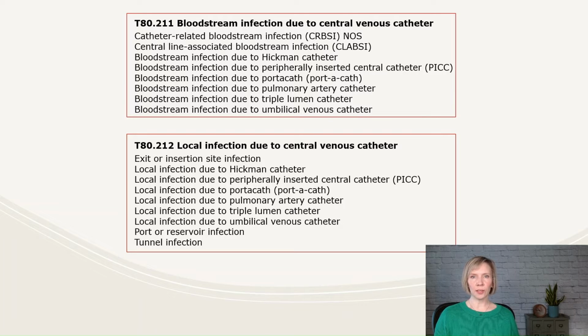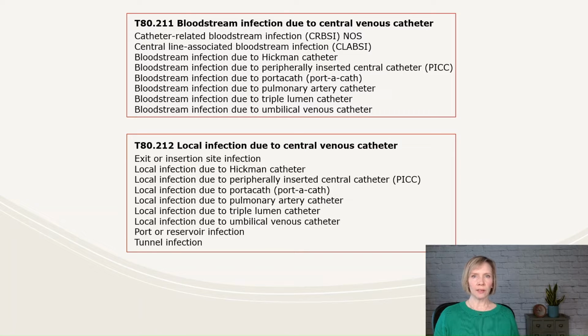There are two major categories of infections due to central venous catheters in ICD-10, systemic and local. Systemic infections include sepsis, bacteremia, and bloodstream infections due to central venous catheters. These infections are commonly referred to as central line associated bloodstream infection or catheter-related bloodstream infection, often abbreviated as CLABSI. T80.211 bloodstream infection due to central venous catheter is assigned for a systemic bloodstream infection due to the central line. In order to assign this code, you must have clear documentation that the central line associated infection is a systemic bloodstream infection.